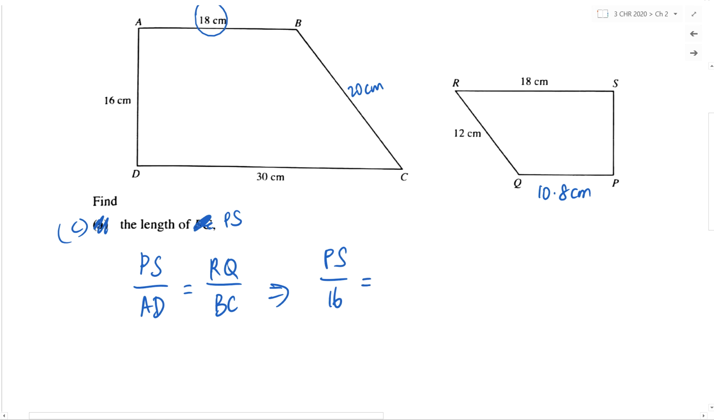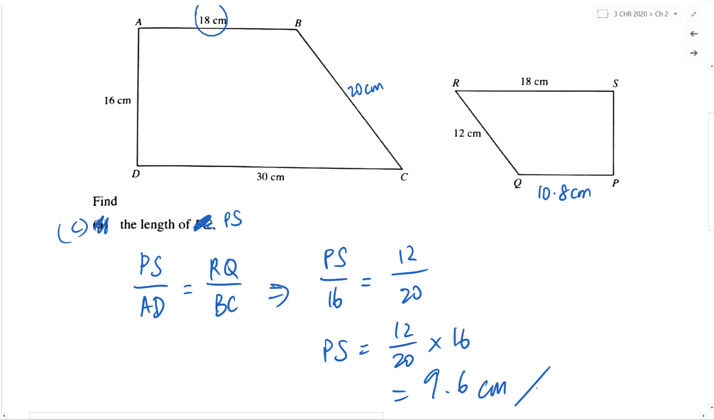Substitute in values, PS 16, RQ is 12 over 20. PS is now 12 over 20 times 16. Final answer, 9.6 cm.